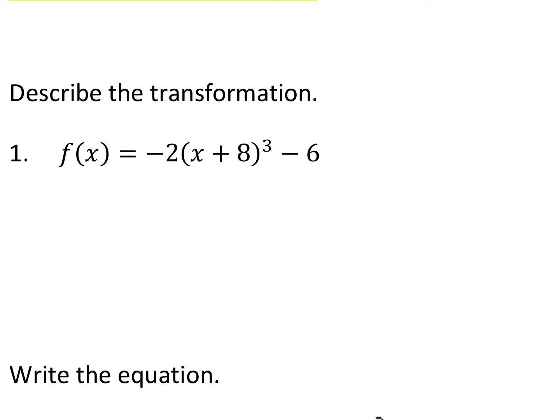So if we look at number 1, I see 1, 2, 3, 4 transformations. I told you guys yesterday it might be helpful if you kind of highlight your function so you see what is on the outside, which deals with vertical, and what's on the inside, which deals with horizontal. So that negative sign way out in front, what does that tell me? Reflection over X.